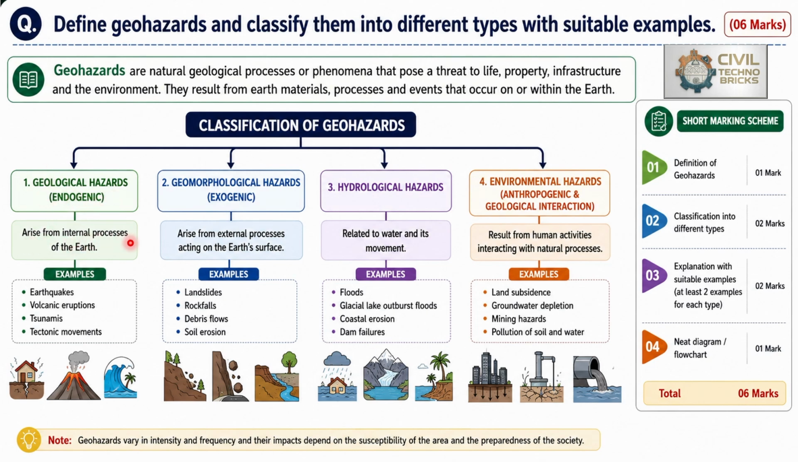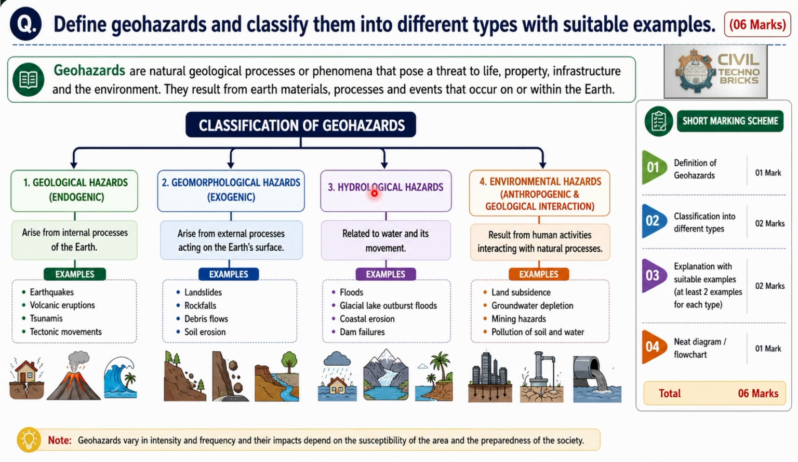They arise from internal processes of the earth. The examples are earthquakes, volcanic eruptions, tsunamis and tectonic movements. Secondly, geomorphological hazards, they are exogenic. They arise from external processes acting on the earth's surface, or we can say man-made activities, that are landslides, rockfalls, debris flows, soil erosion, as explained in the picture.